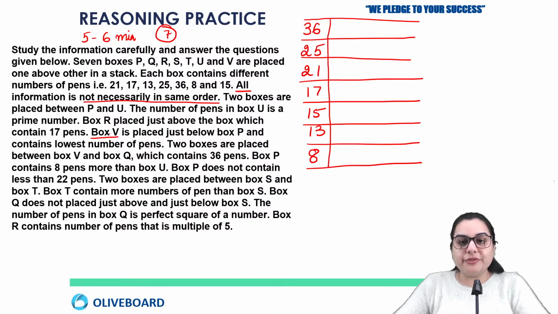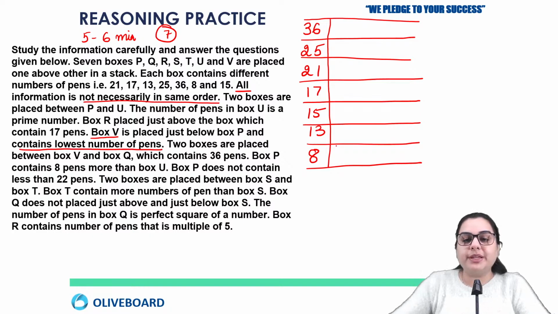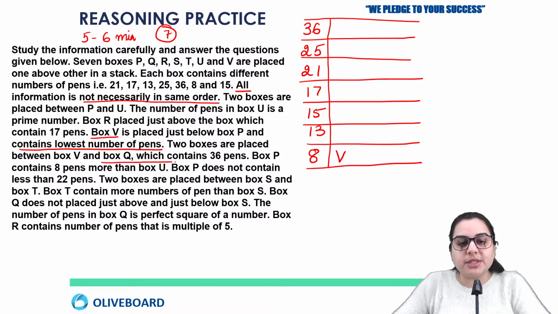First, I am simply going to write the number of pens that each box holds. I might not be able to arrange the sequence yet. First I simply mark which box has how many pens. The first information I can find is that box V contains the lowest number of pens, that means 8 pens are held in box V. Next, box Q contains 36 pens.